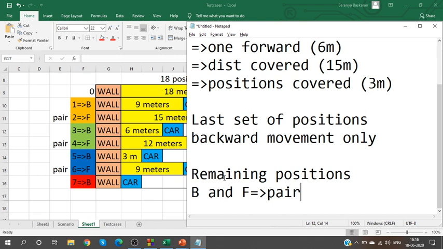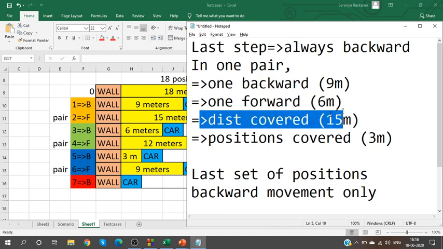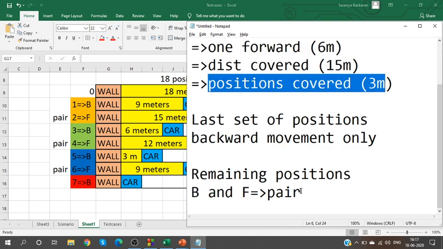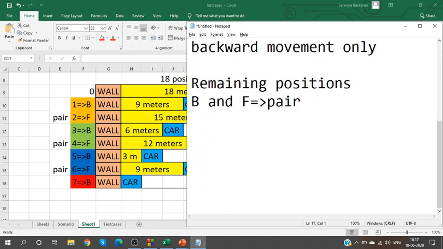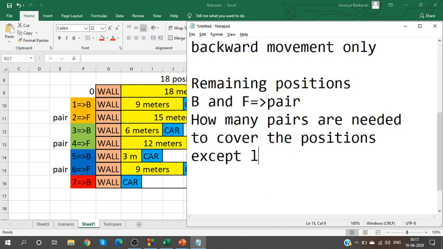Last will be backward only, remaining will be backward and forward, which means it will be a pair. So what do you know about a pair? In a pair, there is one backward, one forward, distance covered is 15, positions covered is 3. This is what we know about a pair. So now the remaining positions should be covered by pairs only. I'm asking you how many pairs are needed to cover the positions except the last position.